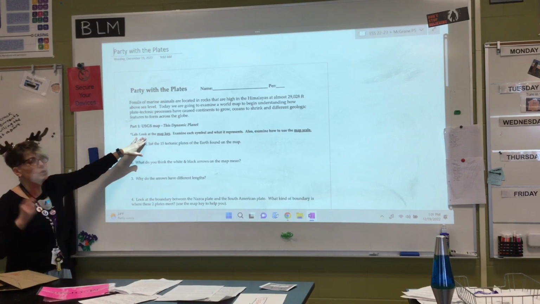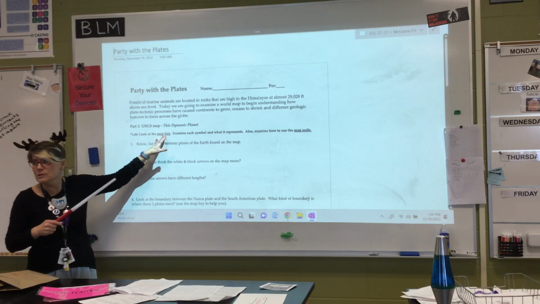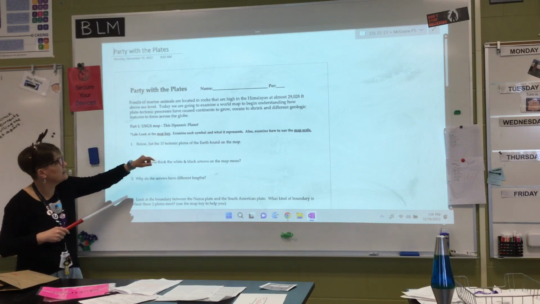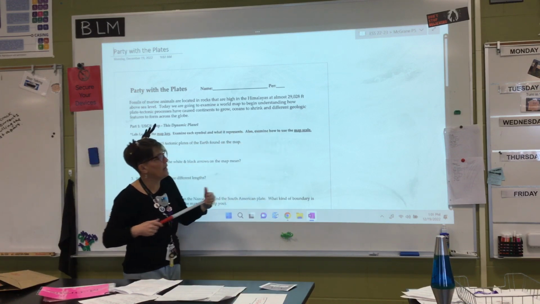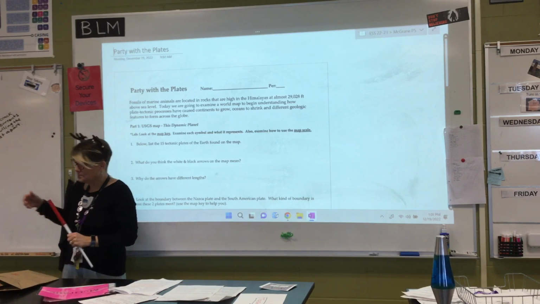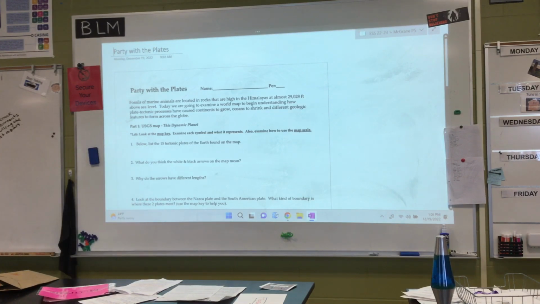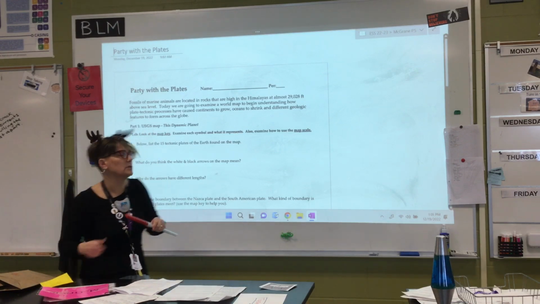The first thing I want you to do when you get back there is locate the key, and if you're having a hard time with the key or the legend, let me know, and I'll try to show you where that is. You're going to examine the symbols and what they represent, and also try to examine how to use the map scale. The reason that we're saying scale is that this is a model of the Earth, and so this is going to be a scaled model.